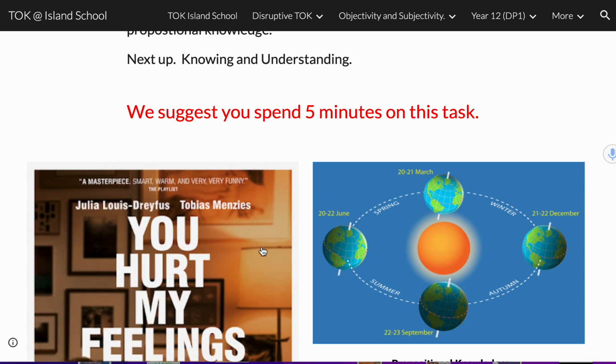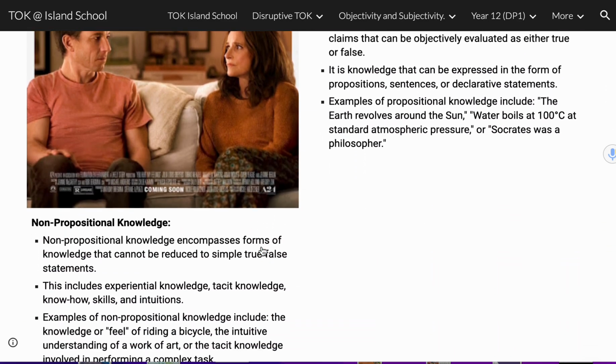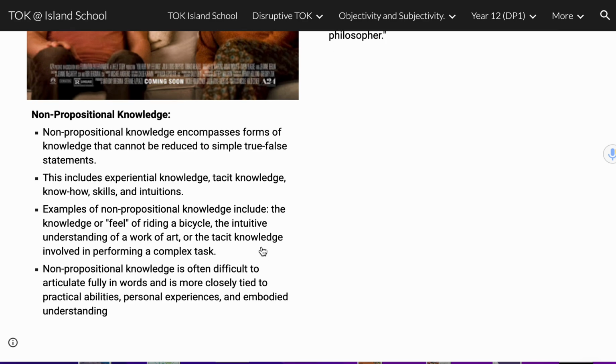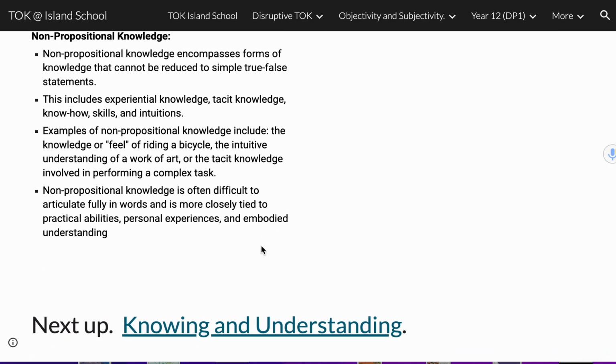So then we went on to think in a bit more detail using AI generated definitions of propositional and non-propositional knowledge. We tried to improve those definitions a little bit more. This is artificial intelligence generated material, so we thought about trying to improve those definitions and making it a little bit easier to understand.